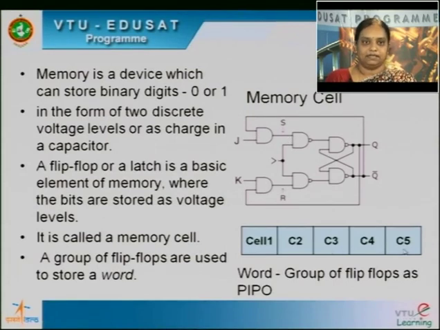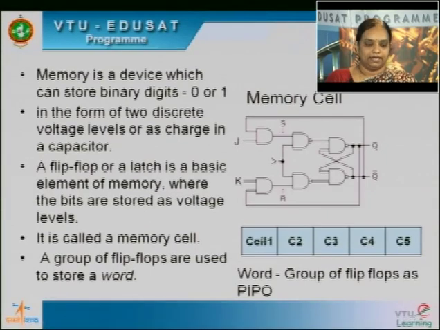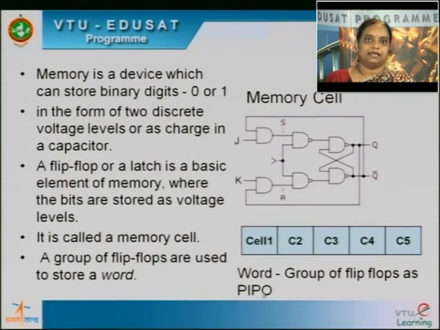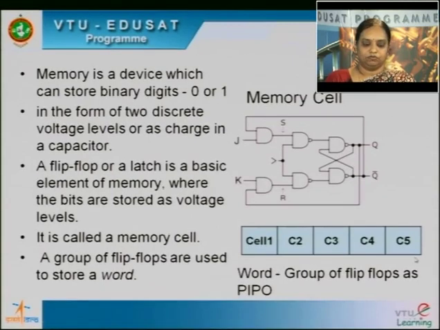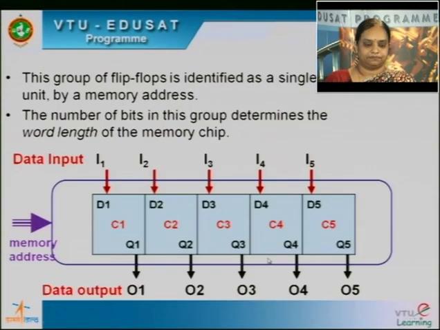An array of these memory cells, arranged in the form of a shift register, is, let me say, the word. So basically a word consists of an array of these memory cells. In this example that we have given here, let us see cell 1, cell 2, cell 3, 5 cells are there. These are arranged as parallel in, parallel out. That is, I can write in the data at JK and read the data at Q. And this group of flip-flops is known as a word.